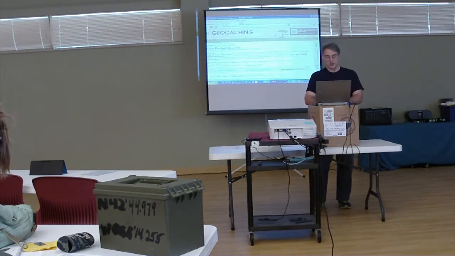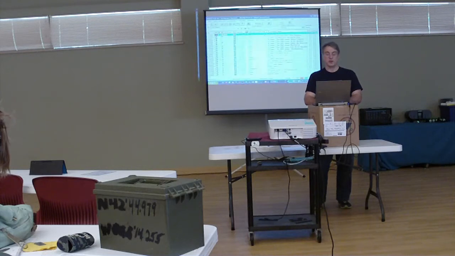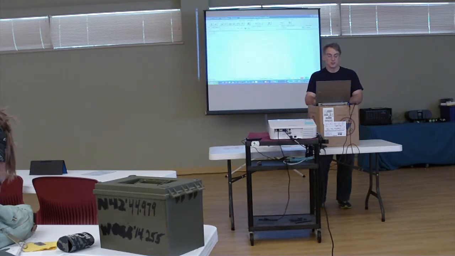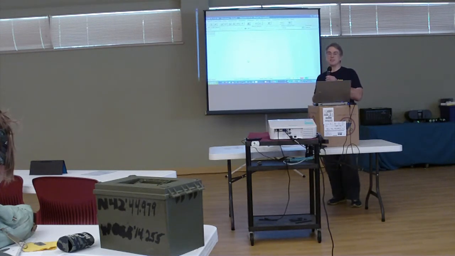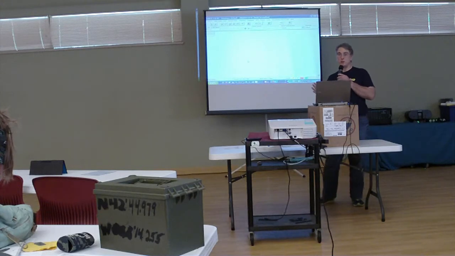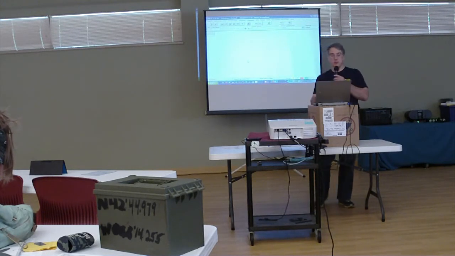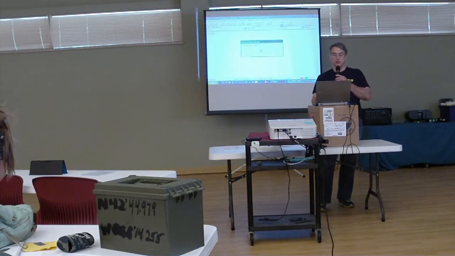So back to GSAK. Normally when you start out, you're going to have a database that looks like this. Normally it's going to start out looking something like this with no caches in it. Now, there are lots of ways to load pocket queries, but with the new program, this is absolutely the easiest way to do it. You go up here to geocaching.com access, download pocket queries.